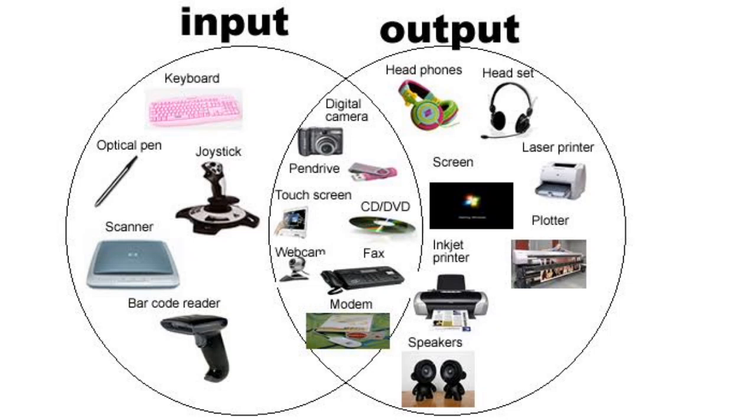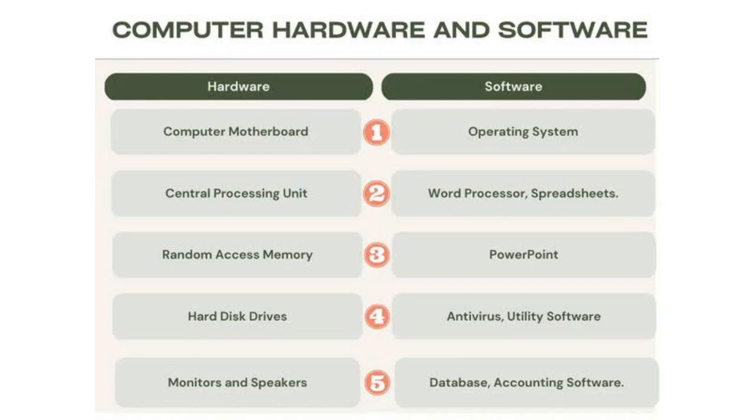Screen is basic and common type of output devices, but some devices are both input and output devices. In short form, it is known as I/O devices like digital camera, pen drive, touch screen, CD, DVD, fax, webcam, and modem. Modem is short form. It is called modulation and demodulation. These devices are both input and output devices. Okay, let's move on to another slide.